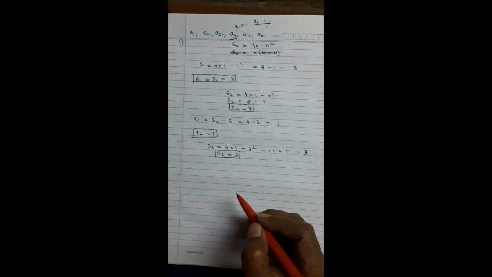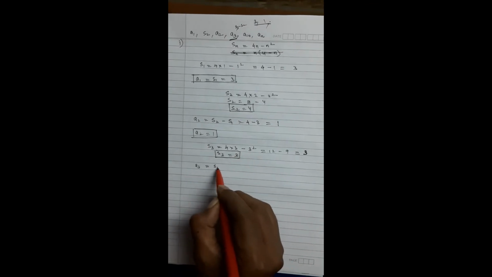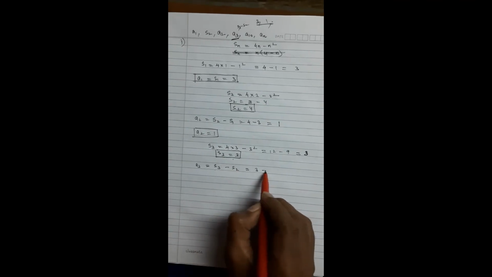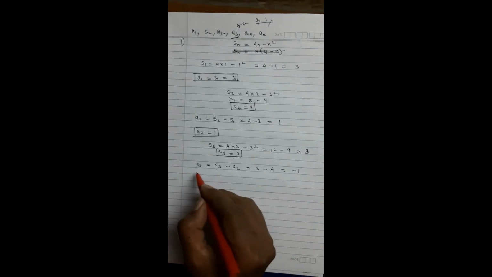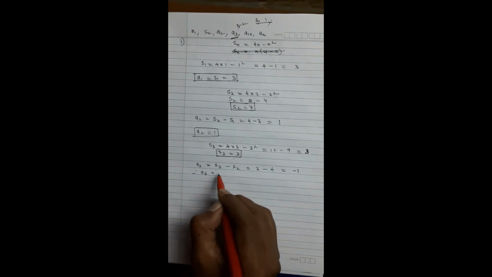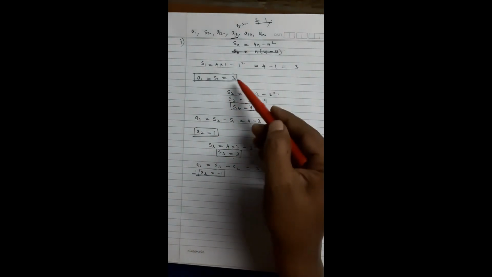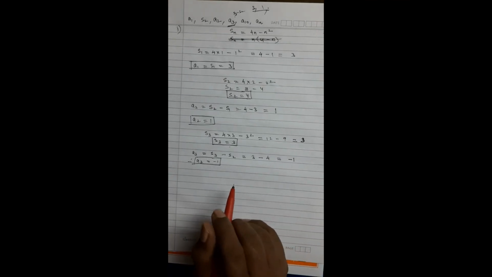So now A3 will be equal to what? A3 will be equal to S3 minus S2. S3 is 3 minus S2 is 4. That will be minus 1. Therefore, A3 is equal to minus 1. Don't get scared or bothered. See, it is a decreasing arithmetic progression: 3, 1, minus 1. That's why it is giving some odd-looking values, but they are not absurd. They are right. A3 is equal to minus 1.